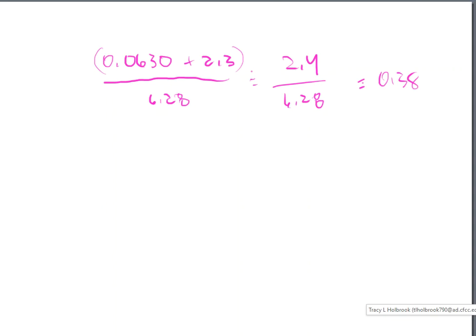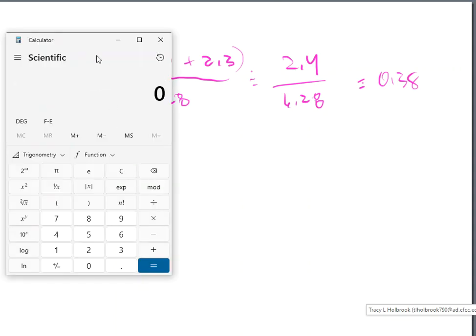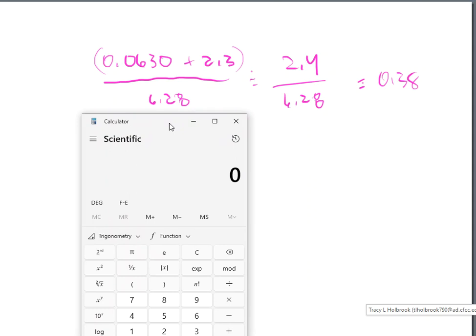Now let me show you what people will do. They'll get in a hurry, and they'll key in their calculator 0.0630 plus 2.3 divided by 6.28, and they hit enter. Notice that's a completely different answer. That's because the order of operations has not been keyed in the proper way. Your calculator doesn't understand what you wanted to do in the order that you want to do it in. Even though you paid $180 or $200 for that calculator, it doesn't understand it half the time. So it's up to you to do these in baby steps.